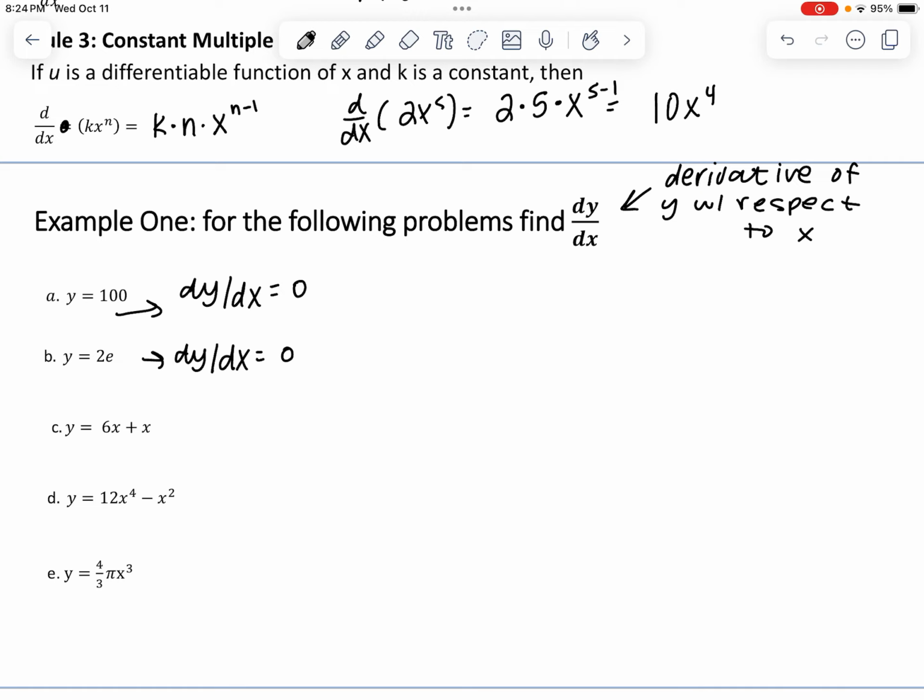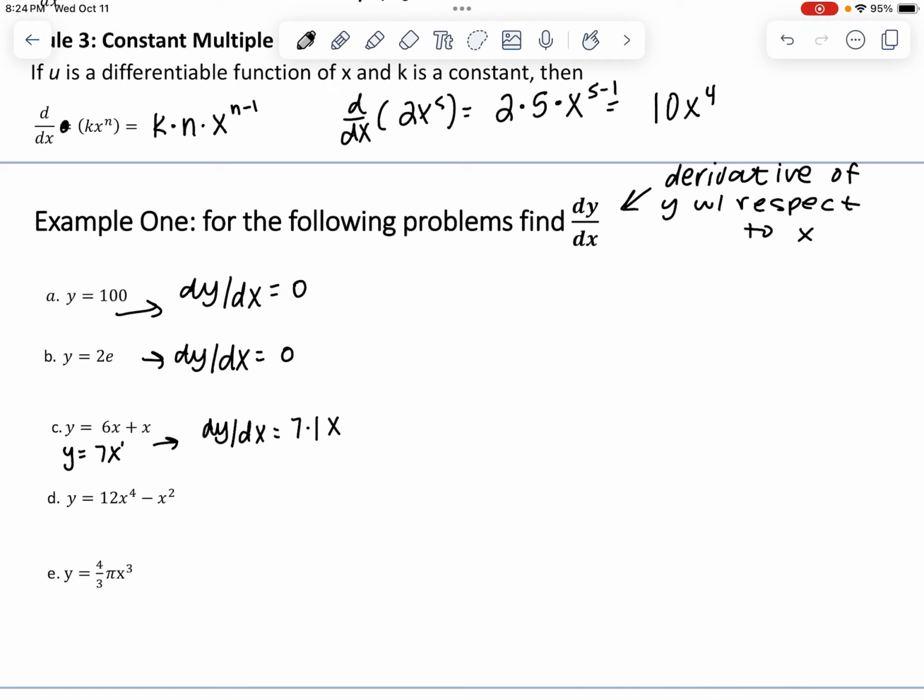This next one, notice that we have some like terms. So I'm going to go ahead and simplify this equation real quick. 6x plus x is 7x. If you're to find the derivative of this, we're going to use the power rule. And you're not going to have to use the power rule after you see this. Know that basically the exponent on this x is 1. So if you were to pull that down, you would have 7 times 1.